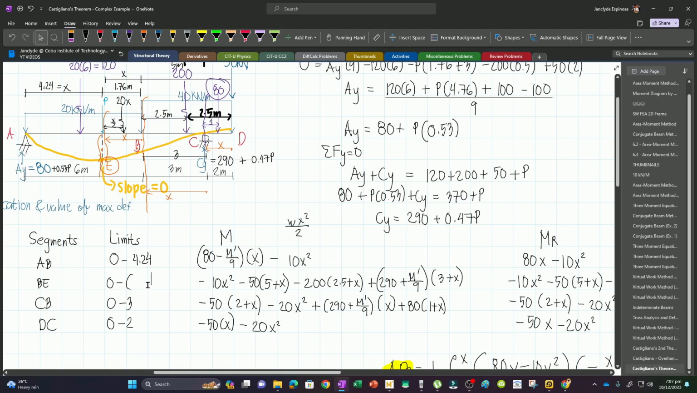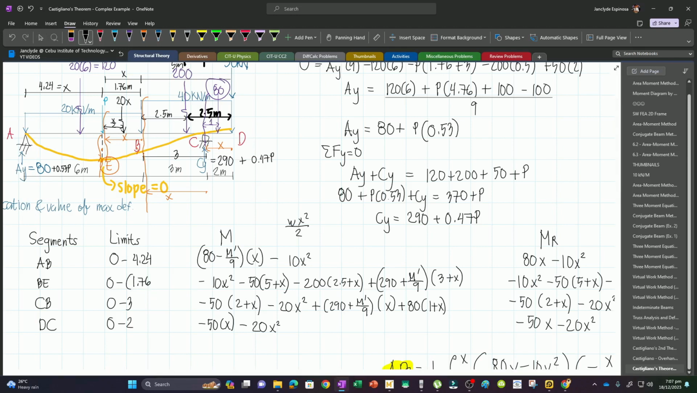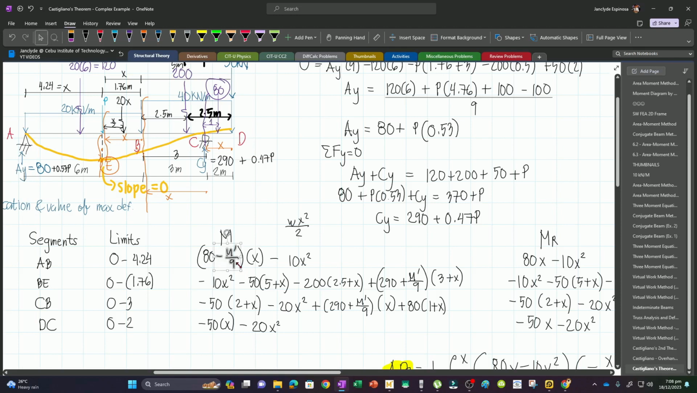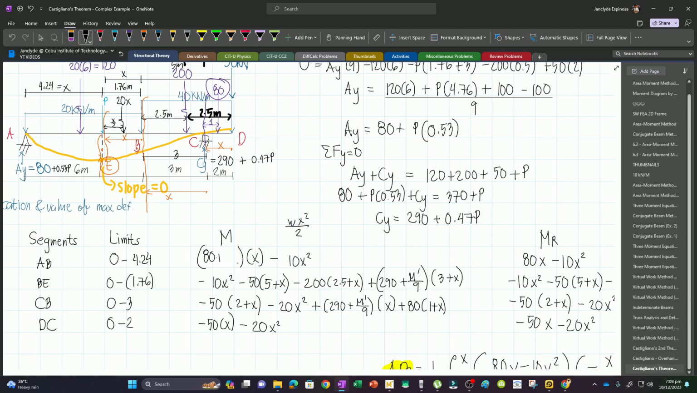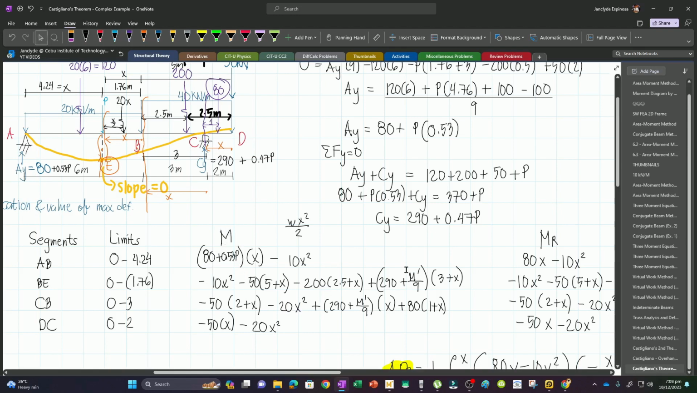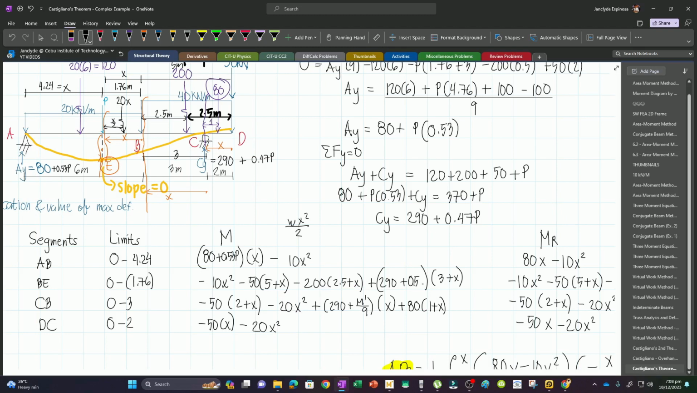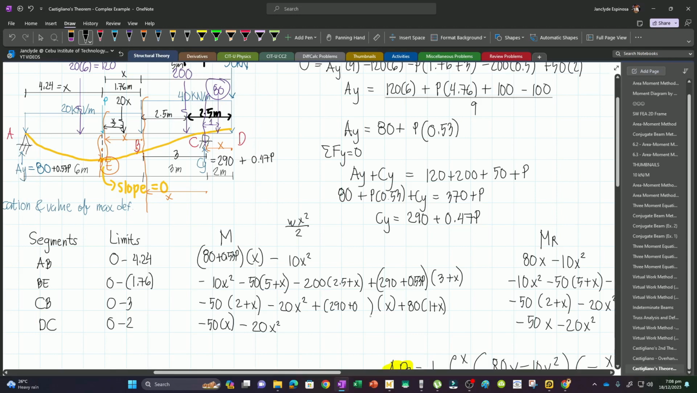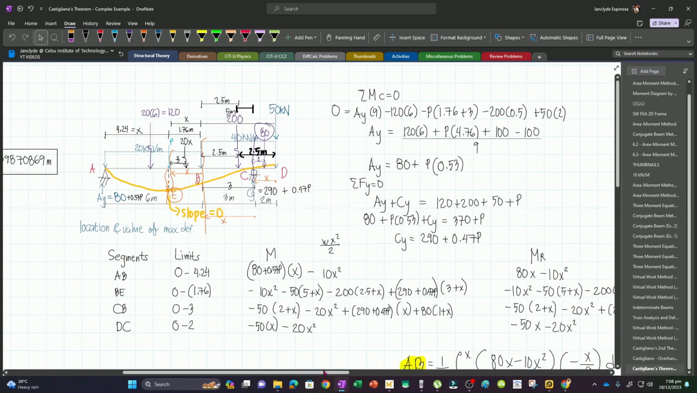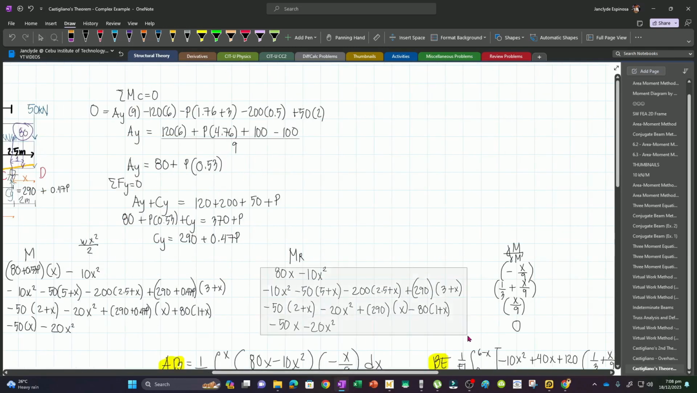So I will change this one into 1.76. And then this M prime over 9 becomes plus 0.53P. And this one also becomes 0.53P. And also this one will be 0.47P, which matches the 290. So 0.47P. Also this one. Now, our MR will still be the same, because if we set P to 0, this is just our equation.